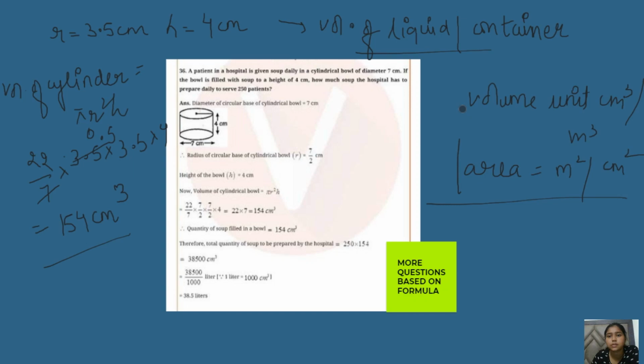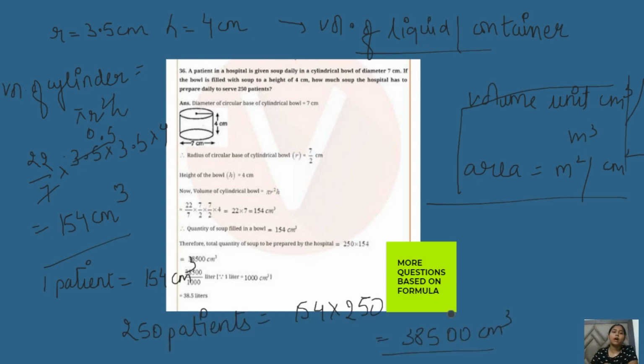Right, now this is the volume of the soup present in only 1 cup. Okay, now you just have to serve this soup to 250 patients. So for one patient, by the unitary method, 154 centimeter cube soup is used. So for 250 patients, we just multiply the two terms, and what we get here is 38500 centimeter cubes.